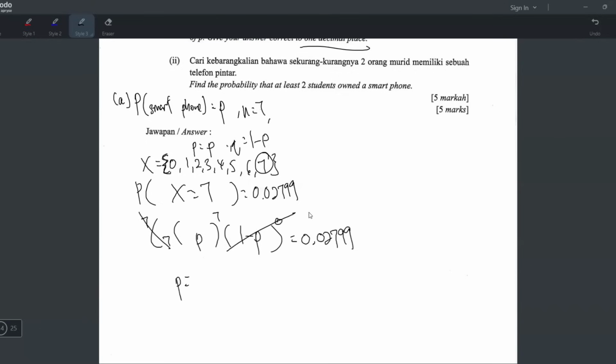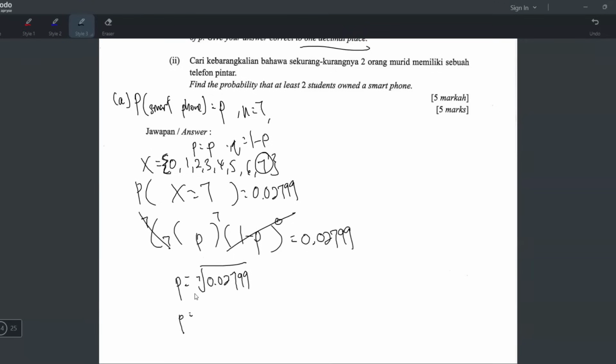So you move the power 7, it will become the root power 7, or you can say the 7th root of 0.02799. Okay, come, I teach you how to press this. First you press 7, and then you press the shift power button. So 0.02799. Okay, my calculator gives me 0.59999 like that.